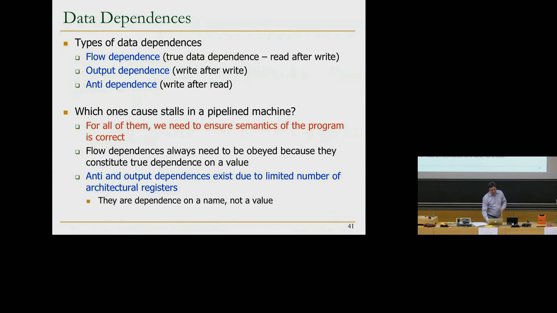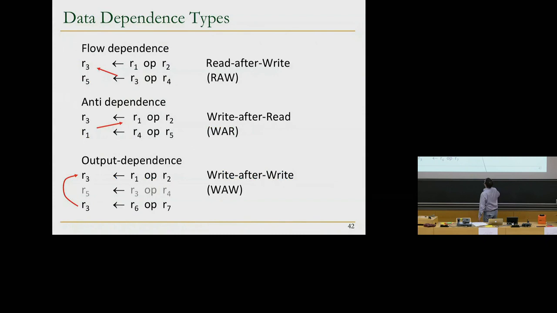So here is a short summary of what they are. And here at the very top, you see the flow dependence. You operate with R1 and R2, and you write the result into R3. In the next instruction, and this is not uncommon, because you calculated R3, now you're operating on R3 plus, or operation whatever, R4 to give you R5. Now, the problem is, before you can execute the second line, the first line has to be written back.